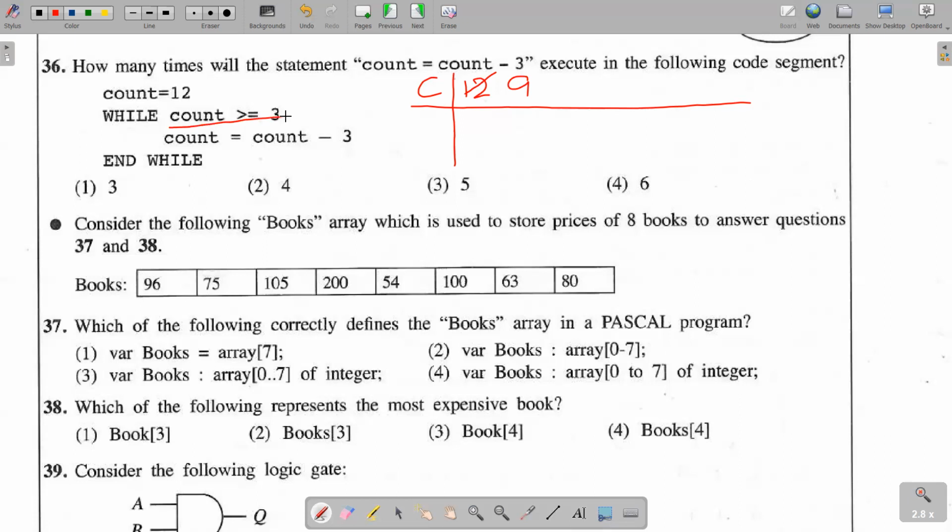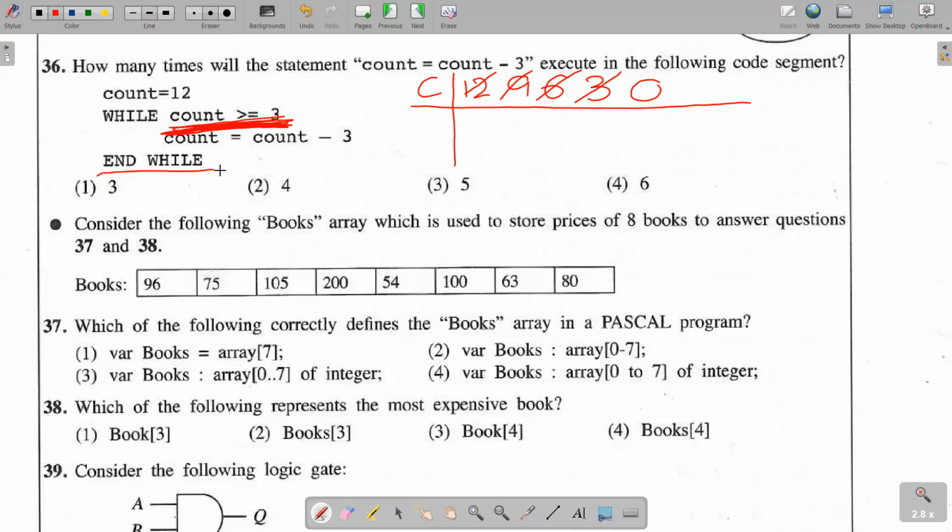Goes back and checks the condition again. Still it is larger than 3, so count equals count minus 3. 9 will become 6. And go and check the condition again. It is larger than 3, so count equals count minus 3 happens. So 3. Then check the condition again. 3 is not larger than 3, but it is equal, so again count equals count minus 3 happens. So 3 minus 3 is 0. Then it checks the condition. It's not true, which means it's ending the while.